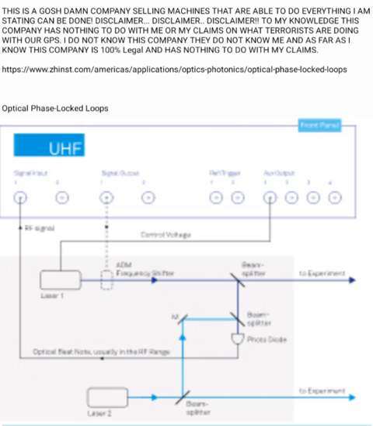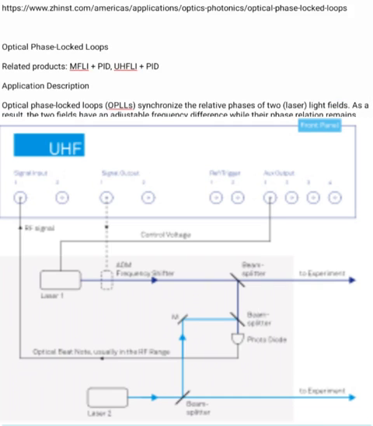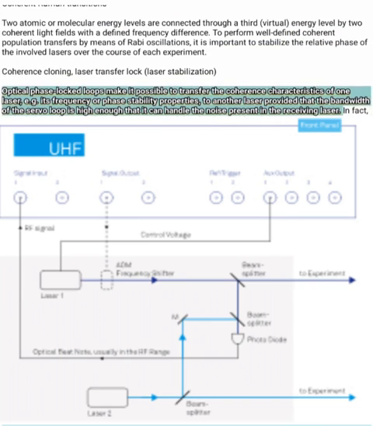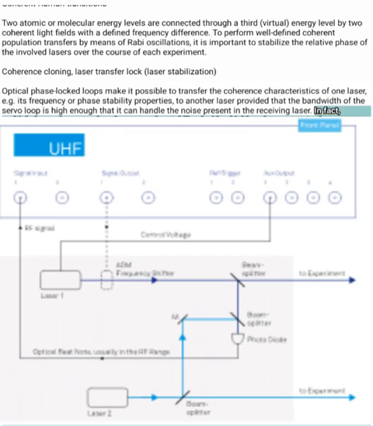Coherence cloning, laser transfer lock, laser stabilization. Optical phase lock loops make it possible to transfer the coherence characteristics of one laser, e.g. its frequency or phase stability properties, to another laser, provided that the bandwidth of the servo loop is high enough that it can handle the noise present in the receiving laser. In fact, multiple low-coherence slave lasers can be stabilized with a highly coherent master laser.